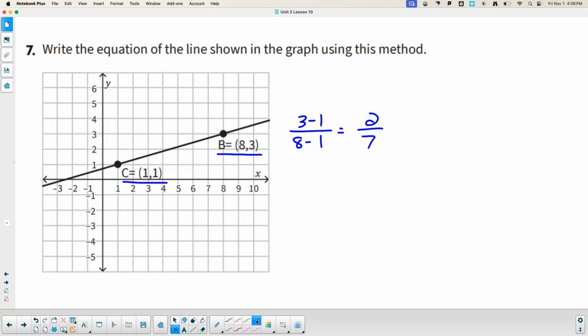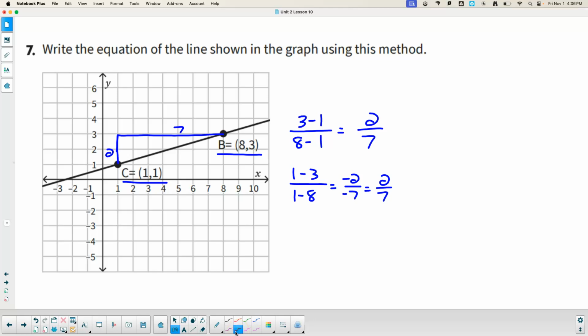I could go 1 minus 3 over 1 minus 8 and get negative 2 over negative 7, which is a negative divided by a negative, is positive. Or I could do, I rose 2 and I ran 7 to get it. Either way, rise over run, change in y's over change in x's, all gets me 2 over 7.